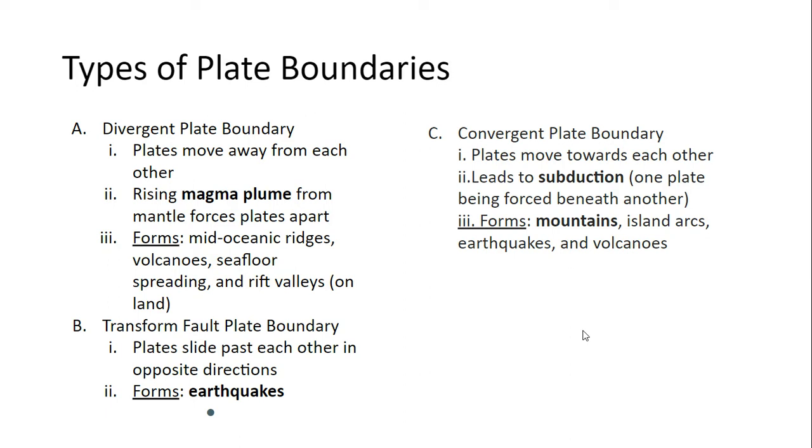Convergent plate boundaries, we said that's where two plates are going to move together. Now, depending upon what type of plates are interacting with each other, we might see subduction, we might see the formation of mountains or collision.